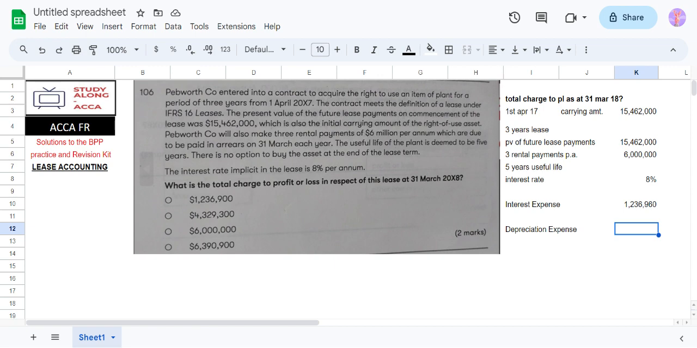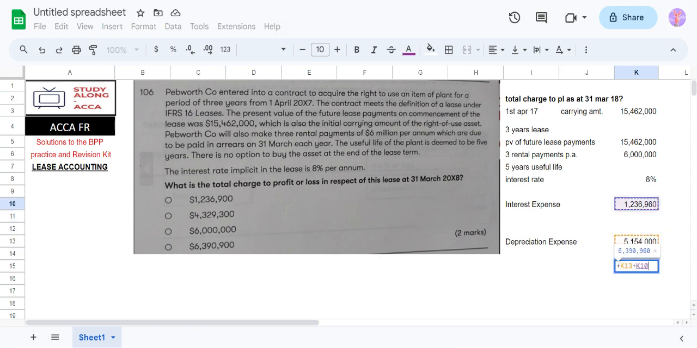To calculate the depreciation expense, we will take the carrying amount at the beginning of the year, and then we will divide it by the lease period because it is lesser than the useful life of 5 years. So we'll divide by 3. We take this present value divided by the lease period. So the depreciation will be 5.154 million and interest is 1236.